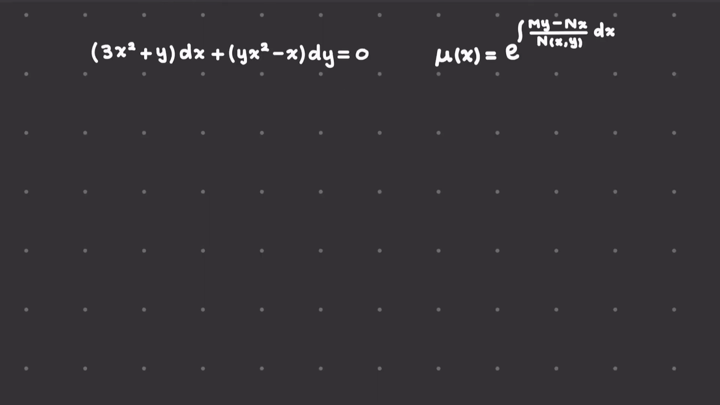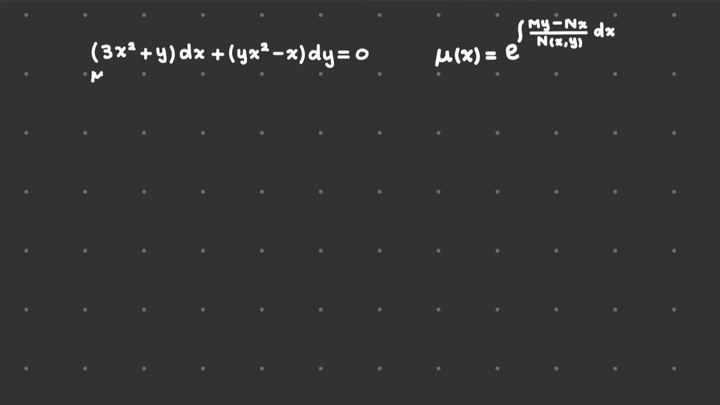Hey everyone, we are back with our second example for an almost exact differential equation. We've got here (3x² + y)dx + (yx² − x)dy = 0. And in fact, we know that this is in the form of an exact differential equation. Now, let's do our first step for every exact differential equation, which is checking whether My equals Nx, which makes it exact or non-exact.